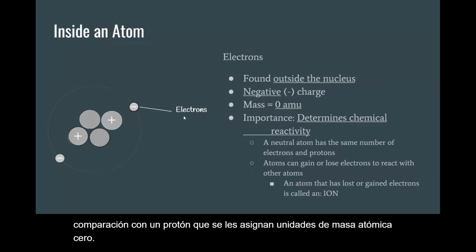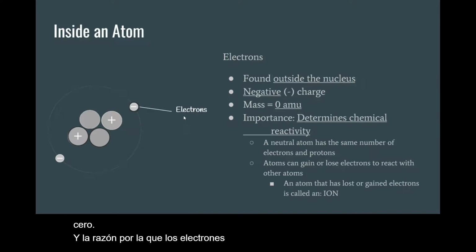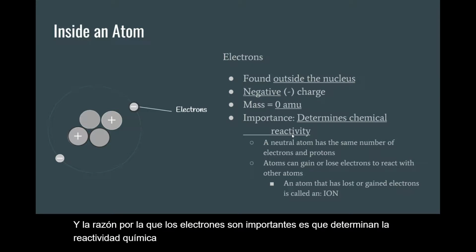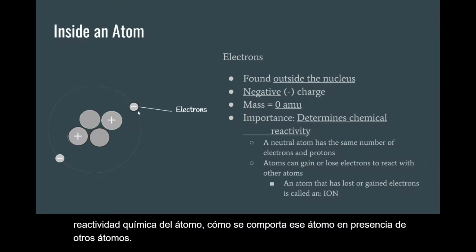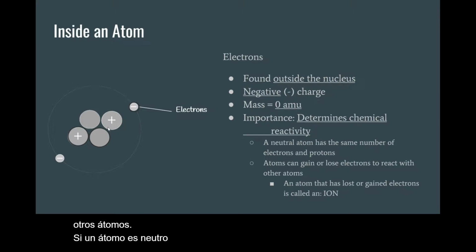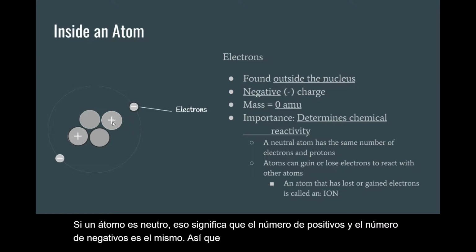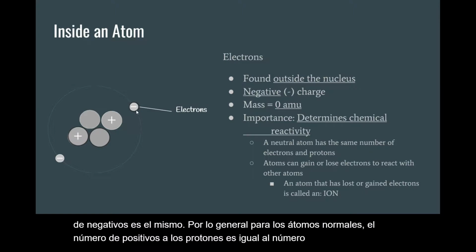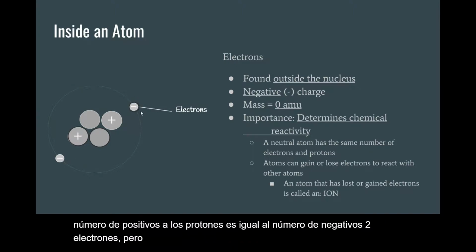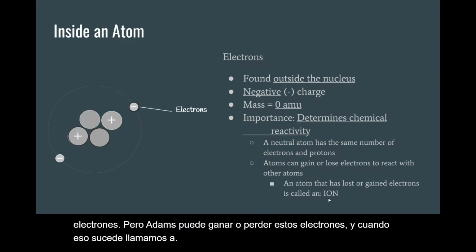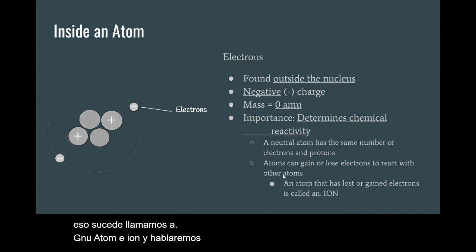And the reason electrons are important is that they determine the chemical reactivity of the atom, how that atom behaves in the presence of other atoms. Now, if an atom is neutral, that means the number of positives and the number of negatives is the same. So typically for normal atoms, number of positives, 2 protons, is equal to the number of negatives, 2 electrons. But atoms can gain or lose these electrons. And when that happens, we call the new atom an ion. And we'll talk about that more in future videos and lessons.